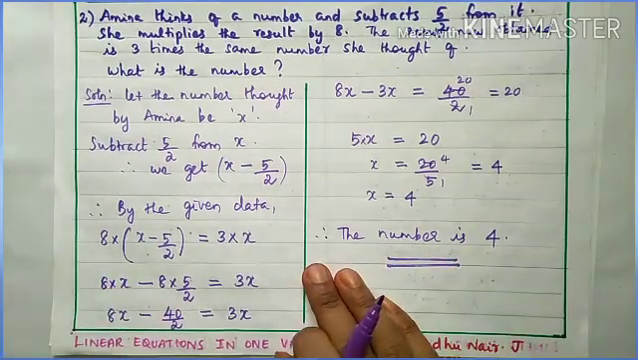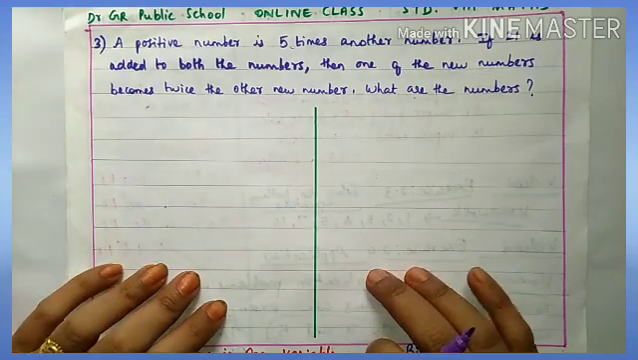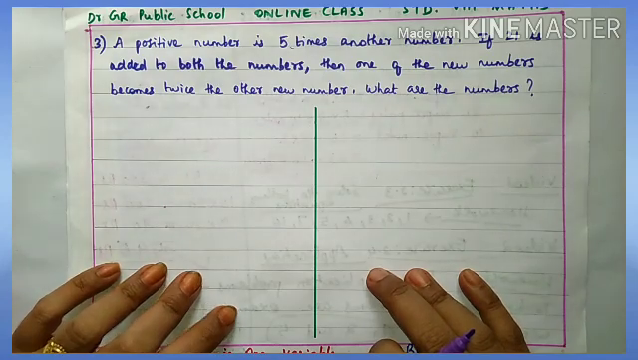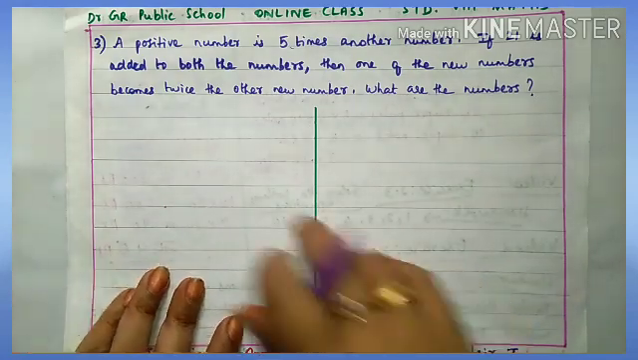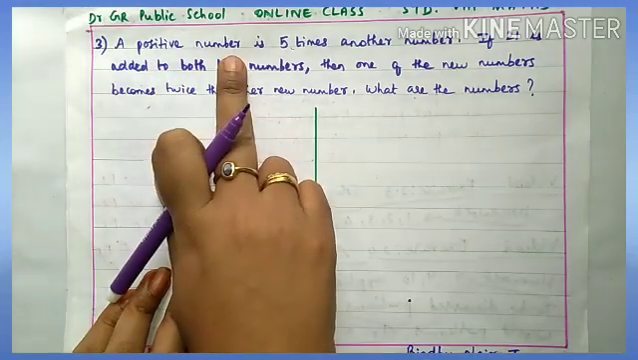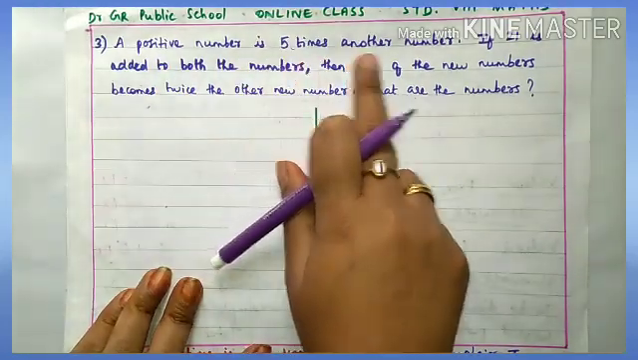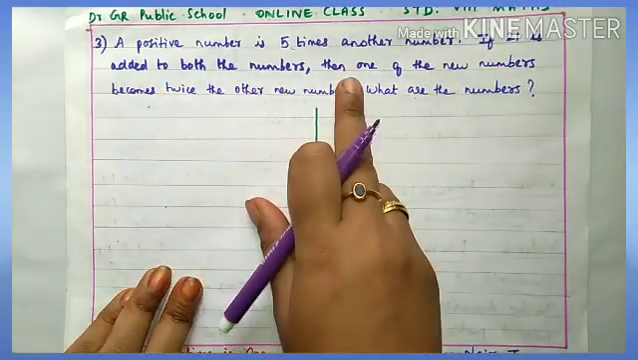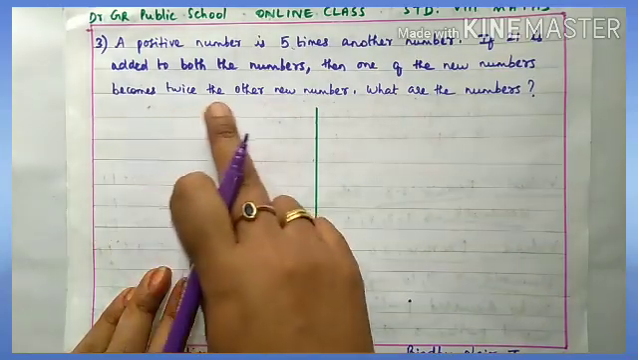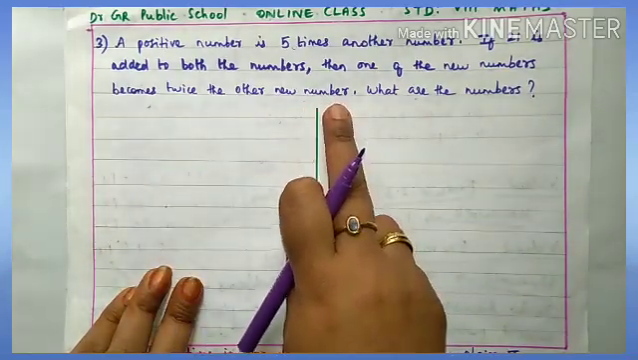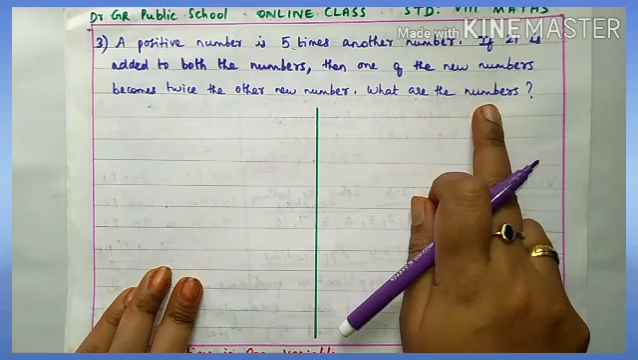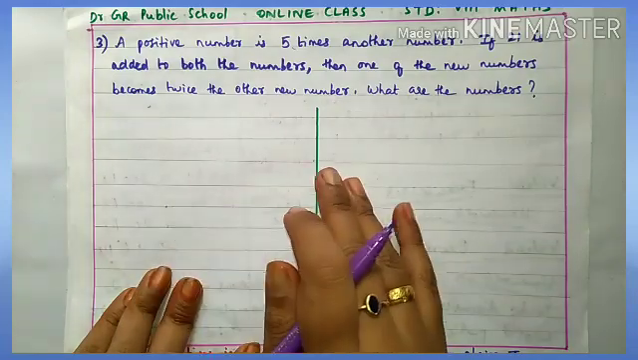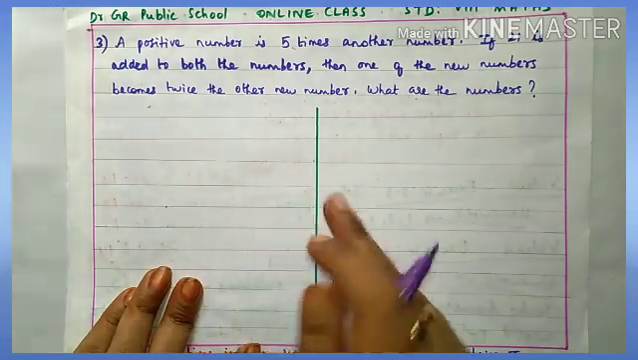Okay, now next problem. Now children, the third question here. A positive number is 5 times another number. Okay, so here it is told about two numbers. A positive number is 5 times another number. If 21 is added to both the numbers, then one of the new numbers becomes twice the other new number. What are the numbers? So here actually it is told about two numbers, and in the first stage the first number is 5 times another number.